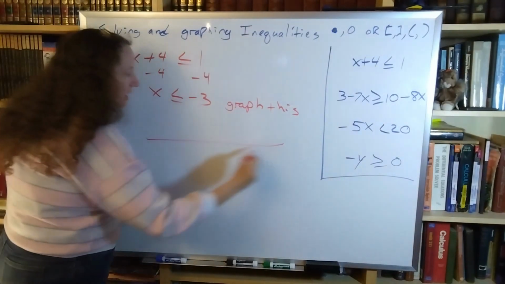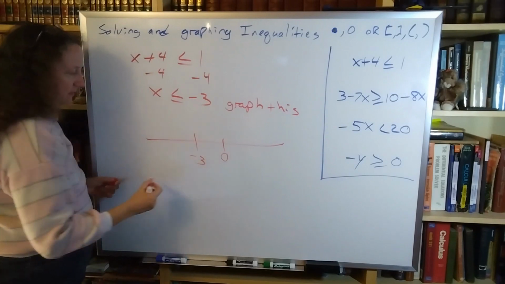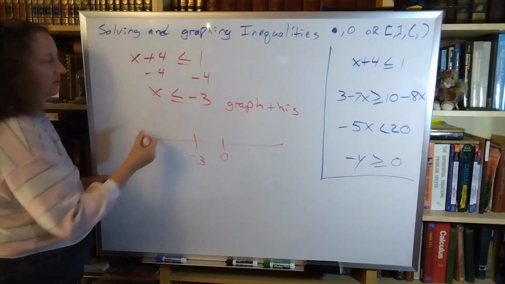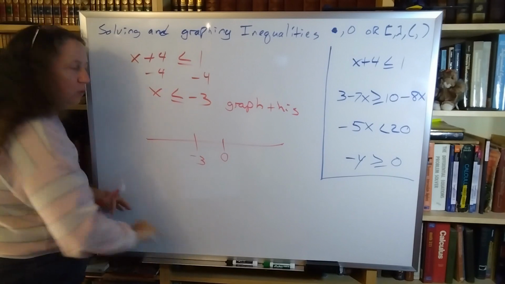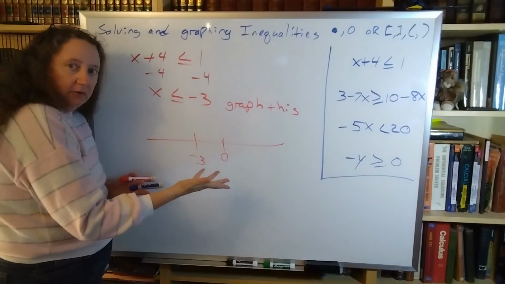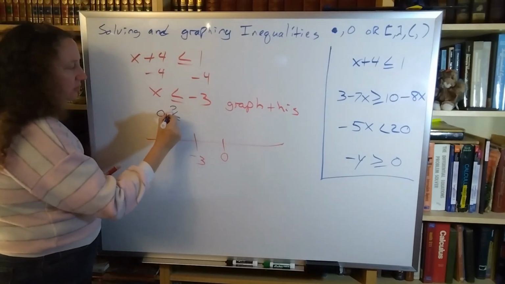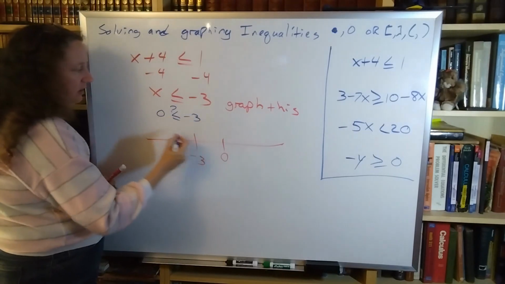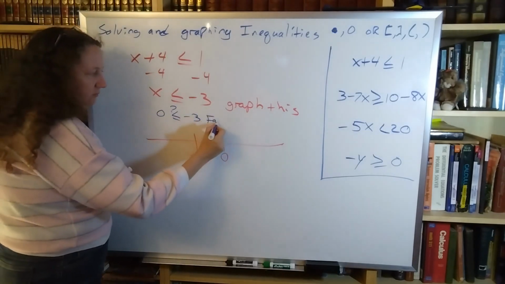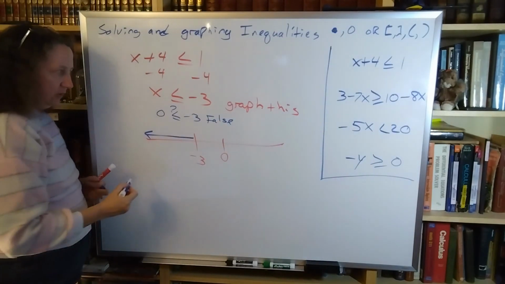So I have my number line. I find my 0. I find my negative 3. X is less than that, so I have to check to see which direction do I want to go. Do I want to go left or do I want to go right? So I check. 0 is less than or equal to negative 3. That is false. So I go away from 0.